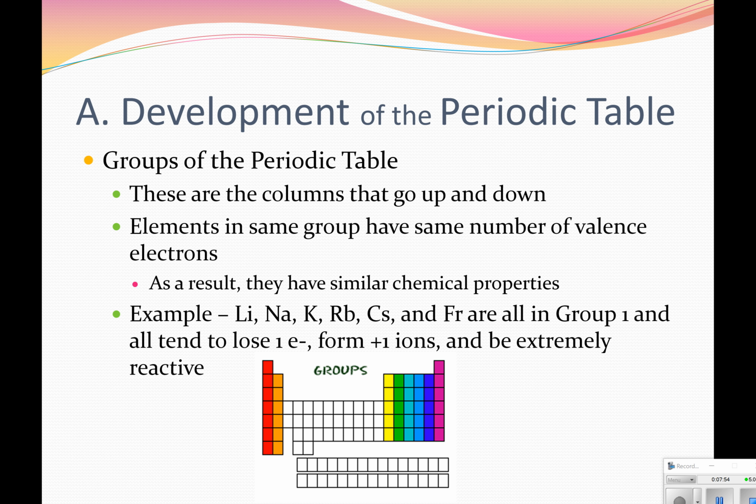For example, in group 1 we have lithium, sodium, potassium, rubidium, cesium, and francium, and they all like to lose 1 electron to obtain their full valence shell, and therefore they all like to form +1 ions, and they are all extremely reactive.